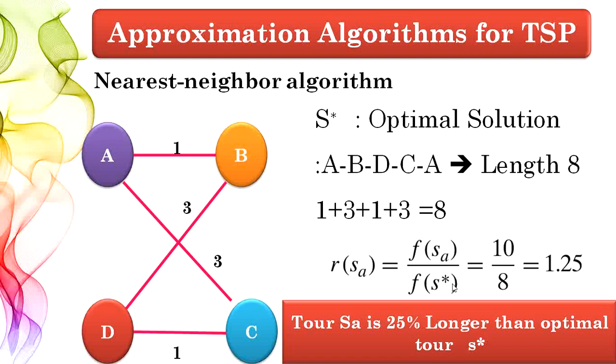This nearest neighbor algorithm is simple to use, but it has its own drawbacks. Even if I choose the smallest distance to the neighbor, when I return to the starting point there may not be a shortest path. In such a case we have to travel a long distance. So this is the main drawback of the nearest neighbor algorithm.